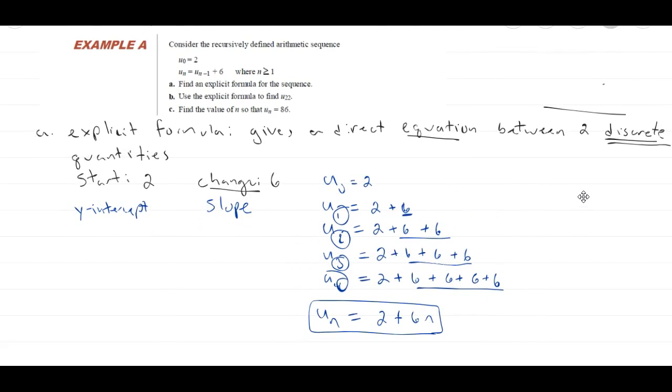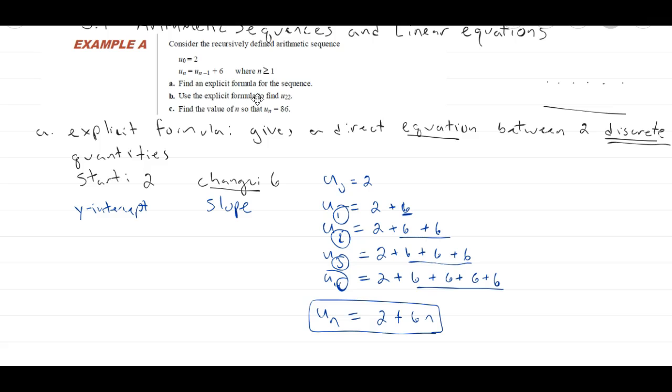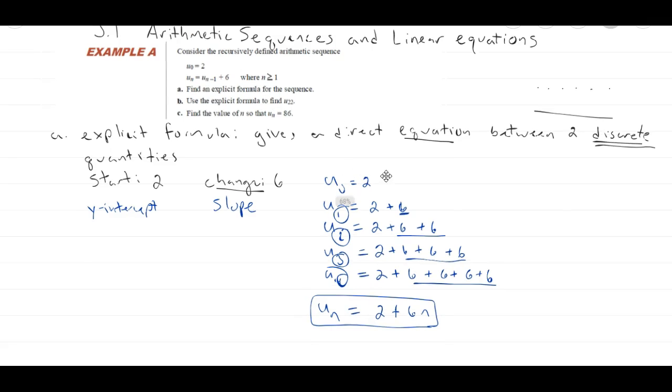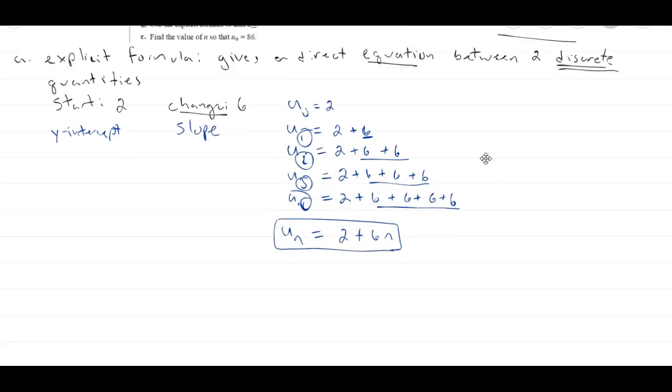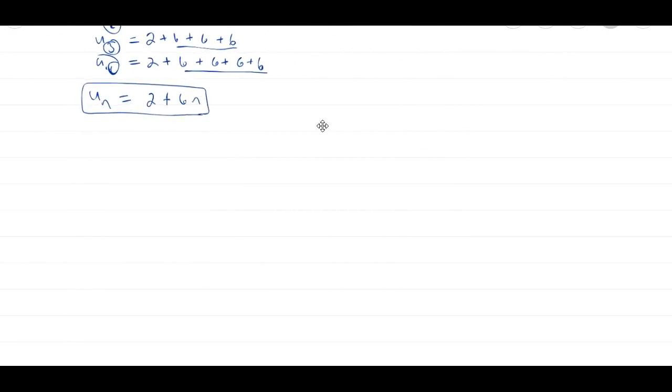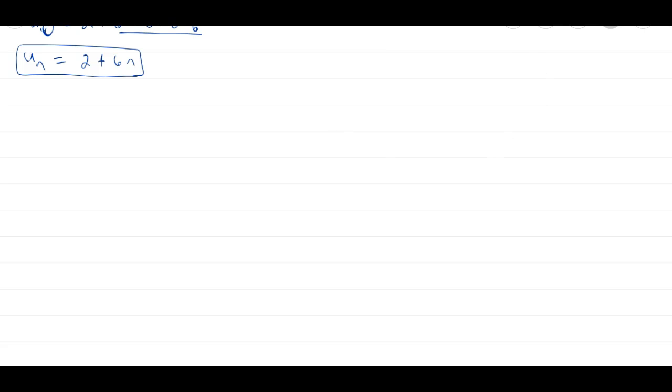So now we can use this explicit formula for part B. Let's use this explicit formula to find u sub 22. I'm just going to move this right over here so I've got a clean page. So I want to find u sub 22. That's going to be the same as 2 plus 6 times 22, right? So 6 times 20 is 120, and 6 times 2 is 12. So I've got 120 plus 12 plus 2 equals u sub 22.